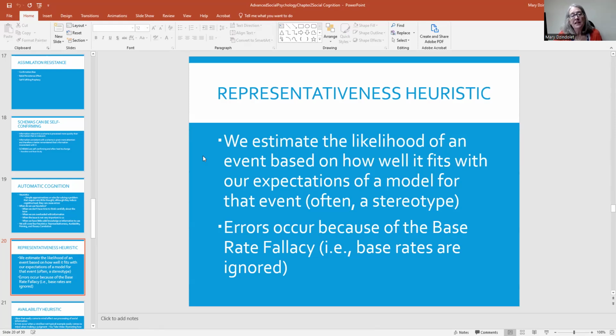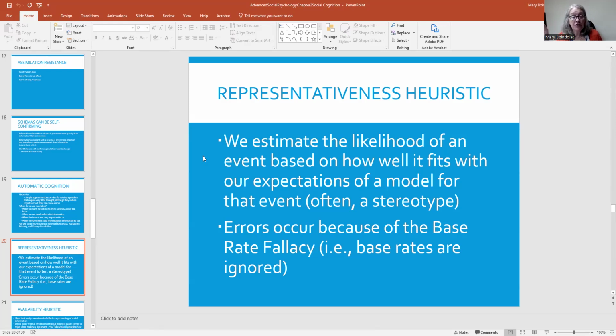And what they do is they look at what I've read. Does what I read describe a lawyer better or an engineer better? And because the description is equally good for both, they'll say there's a 50-50 chance that John's a lawyer, a 50-50 chance that he's an engineer. But they're ignoring the base rate. And so that's why the representativeness heuristic can lead to problems. Does that kind of make sense?